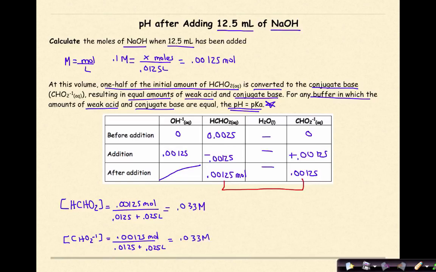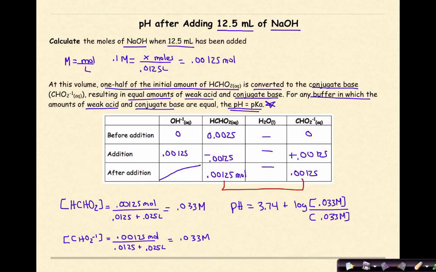And then we're going to put it into that Henderson-Hasselbalch equation. We can use the pKa that we calculated beforehand. So pH is equal to pKa. That was 3.74 plus log of our base over our acid. So our base is 0.033 molar for that concentration divided by 0.033 molar for that concentration.